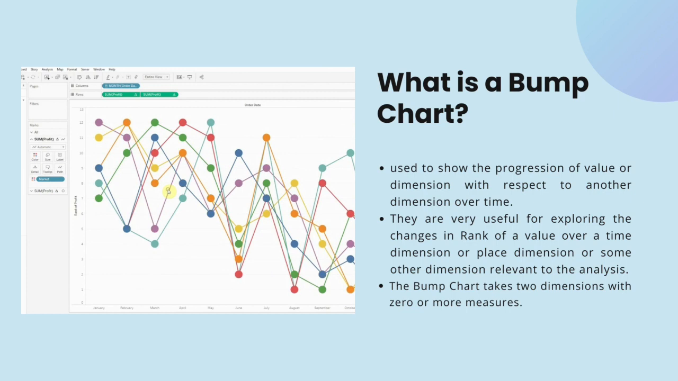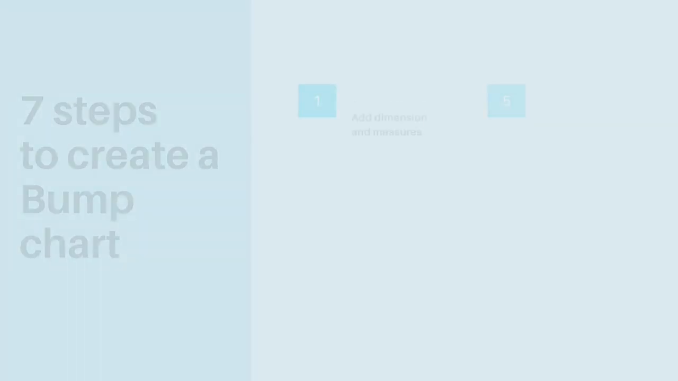So what is a bump chart? A bump chart is used to show the progression of value or dimension with respect to another dimension over time. They are very useful for exploring the changes in the rank of a value over a time dimension or place dimension or some other dimension relevant to the analysis. The bump chart takes two dimensions with zero or more measures.